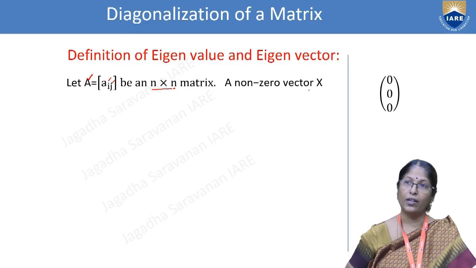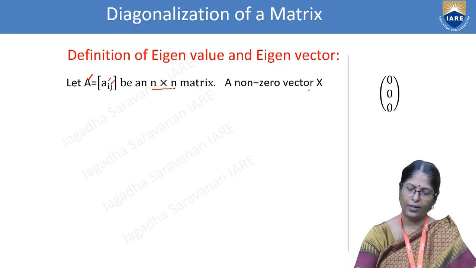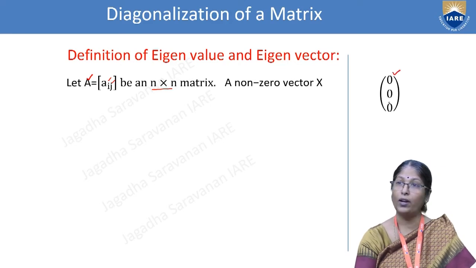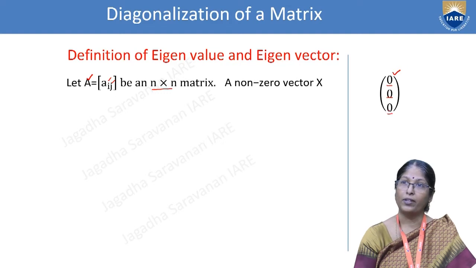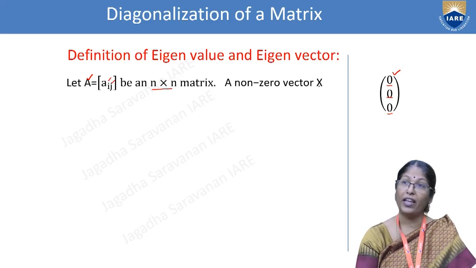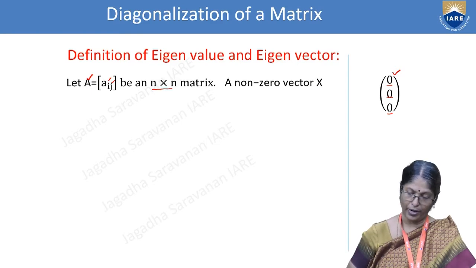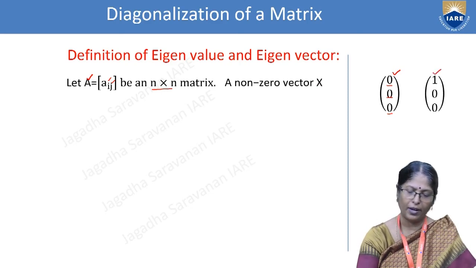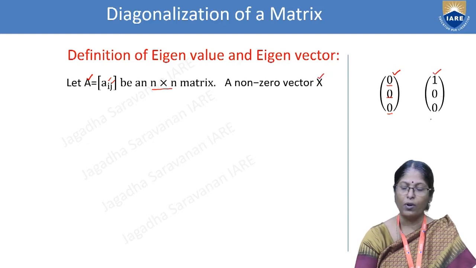You can see here one column matrix is given. It is a column matrix because it has only one column, and it is a zero matrix also, because all the elements of this column matrix are 0. But according to this definition, the capital X should be a non-zero vector. You can see here, 1, 0, 0. This is a non-zero vector. That is, this capital X should be this type of matrix.